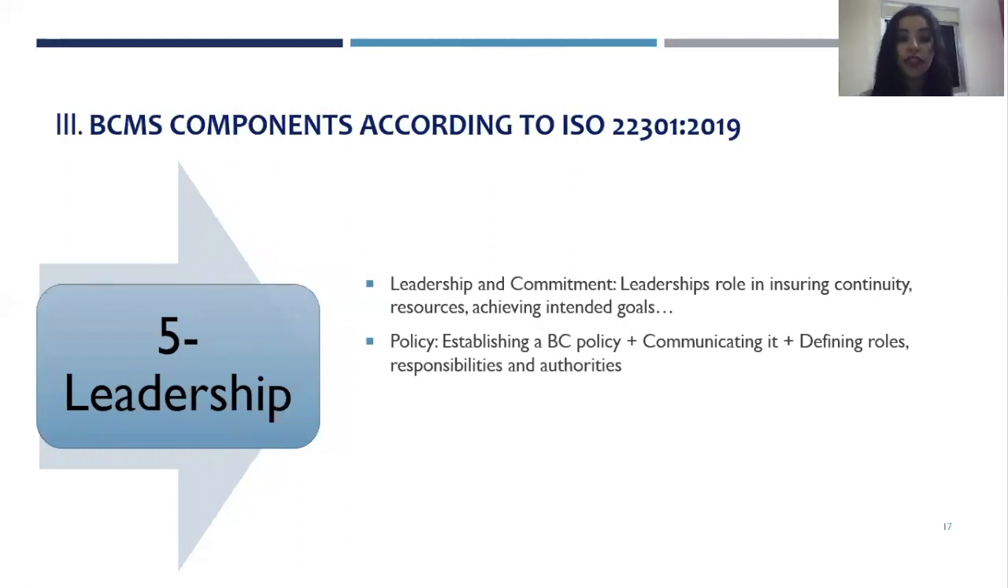Section number 5, leadership. The first part is leadership and commitment. Leadership's role is ensuring continuity, resources, achieving intended goals, and so on. And the role of the top management is also to establish a business continuity policy. The policy includes objectives, commitment, the framework of the business continuity. This will be followed by the communication of this policy and defining roles, responsibilities, and authorities.